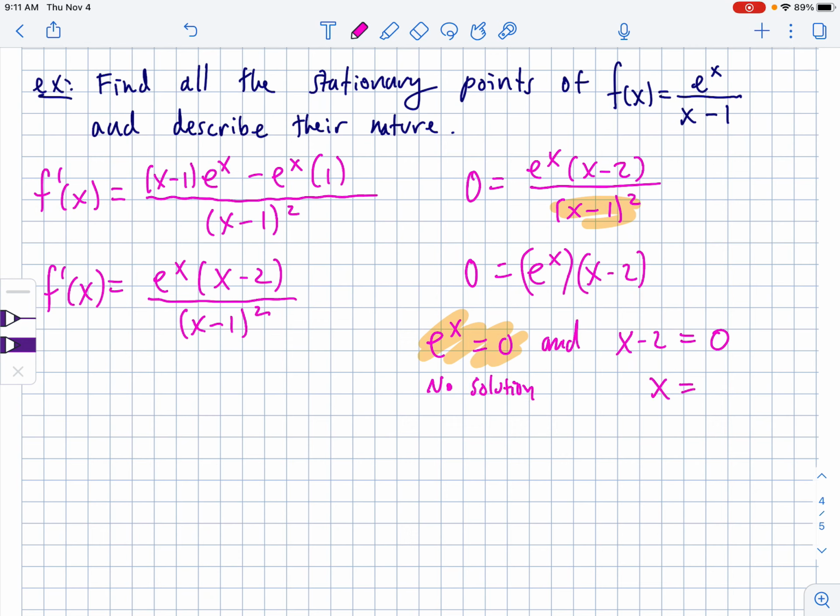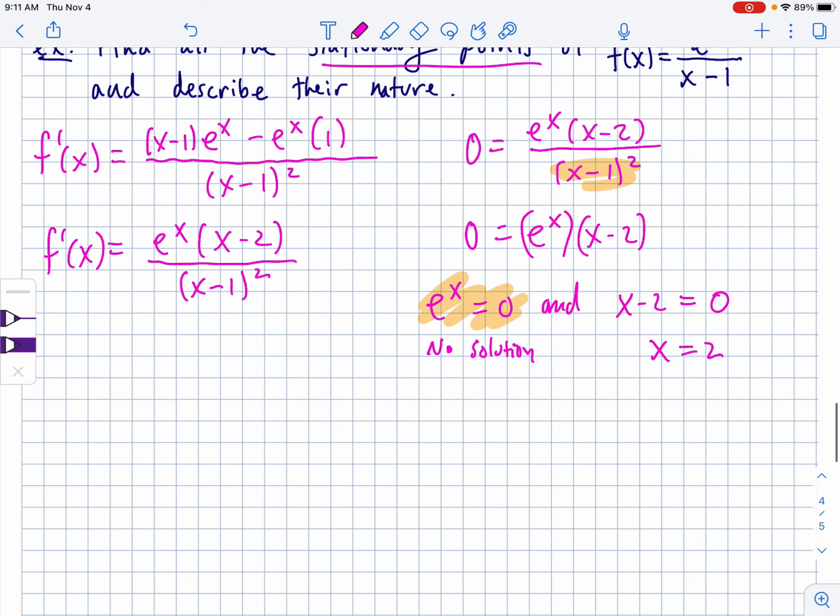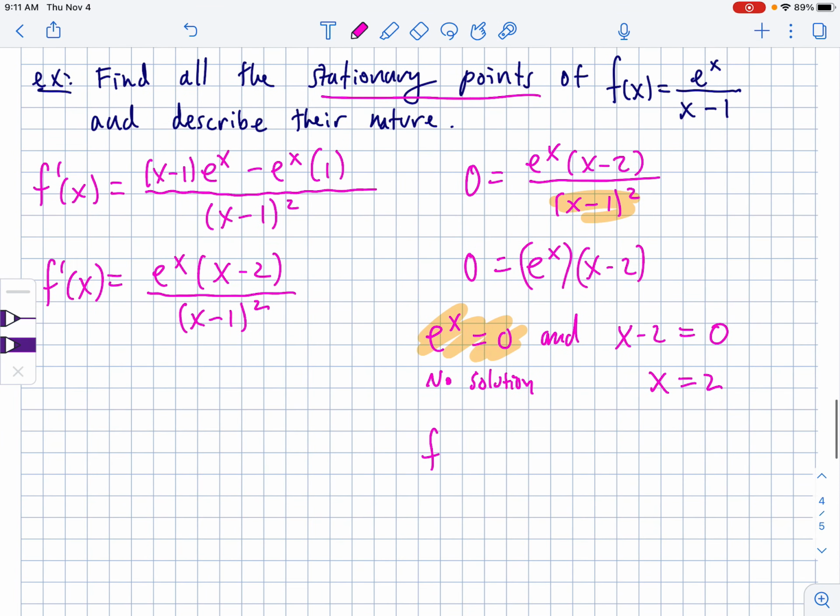But this part does have a solution. x is equal to 2. So then the question is, well, it said find stationary points. So I'm going to have to plug that into the original equation to figure out what the actual coordinate is. So this is e squared over 2 minus 1. So this is e squared. So the coordinate is (2, e squared).